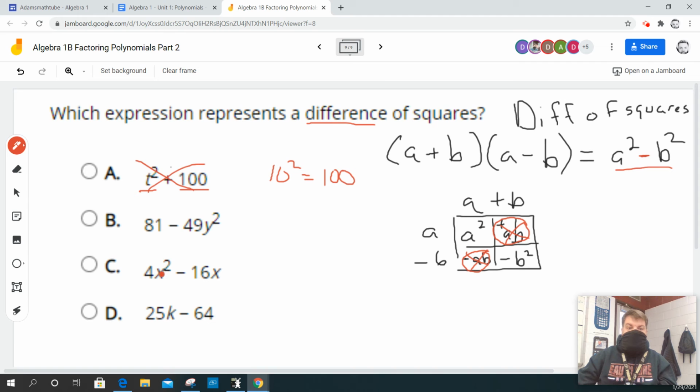I'm going to skip down here. I have 4x squared. Is that a perfect square? Yeah, because that is like 4x squared. What about 16x? Well, the 16 is a square, but this x is not squared, so you've got to cross that off the list. Same thing here. The k isn't squared. But look at this one. Is 81 a perfect square? Yeah, it's 9 squared. What about negative 49? Is 49 a perfect square? Yeah, that's 7 squared. Is y squared? Yeah, y is squared. So this is a difference of squares. That's the right answer.